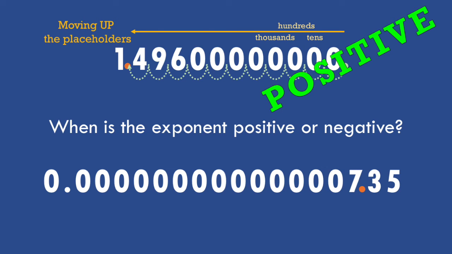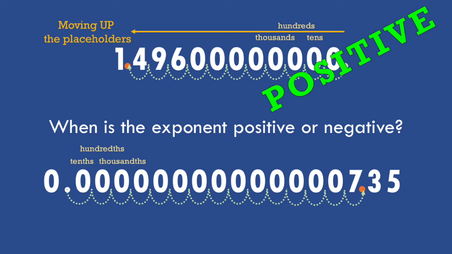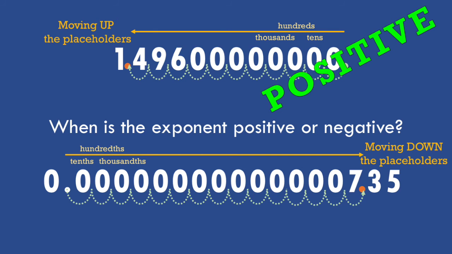As for very small numbers, we are moving the decimal point from the ones placeholder to the tenths, hundredths, thousandths, so on and so forth. With this, we are moving down the placeholders. And because we're moving down the placeholders, the exponent is negative.